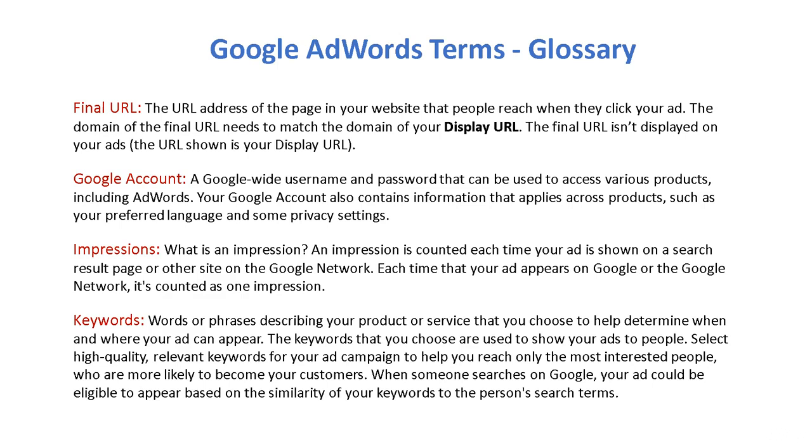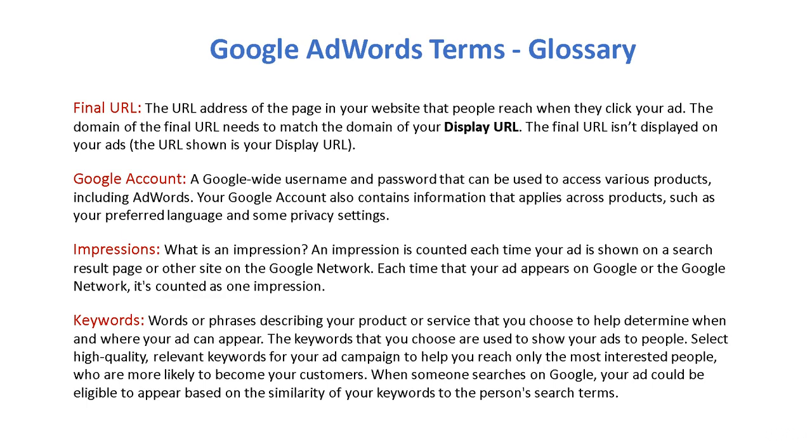When someone searches on Google, your ad could be eligible to appear based on the similarity of your keywords to the person's search terms. Keywords are also used to match your ads to sites in the Google network that are related to your keywords and your ads. A great keyword list can help improve the performance of your ads and help you to avoid higher prices. Poor keyword selections can ultimately cause you to have higher prices and lower ad positions. You can add match types to your keywords to help control which searches your ad can be matched with.